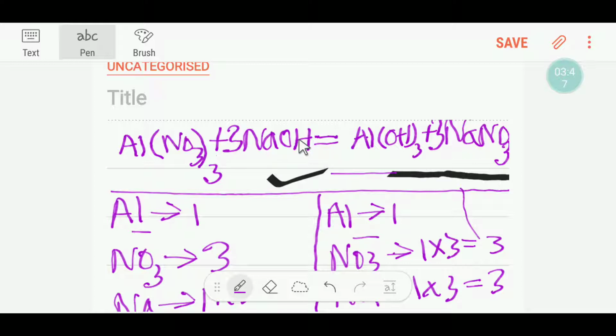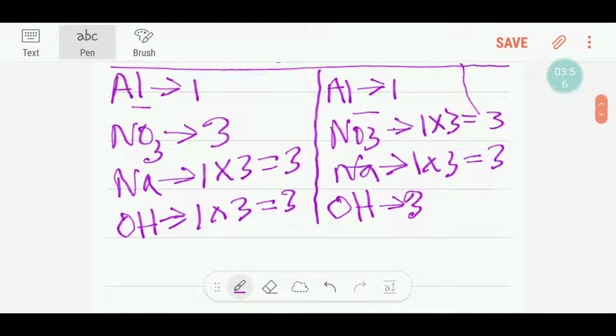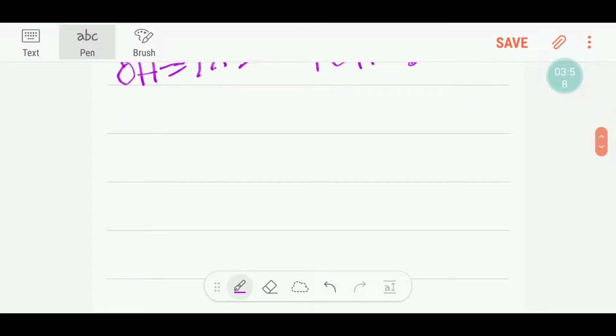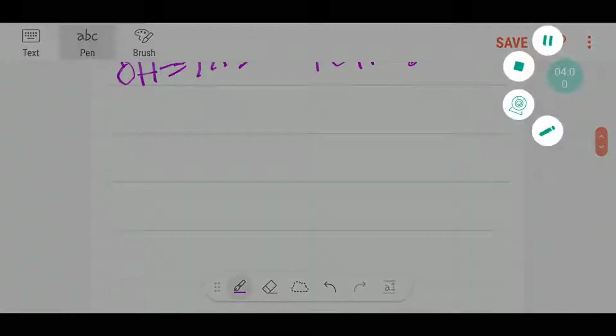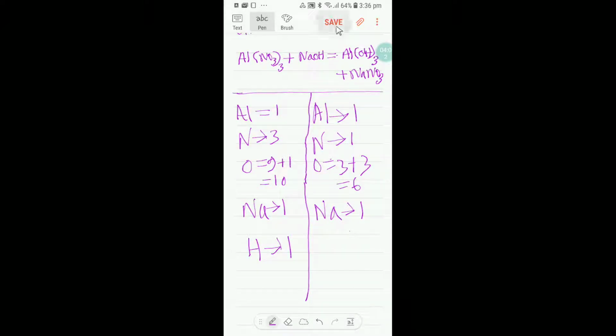Okay, now I will balance this reaction adopting the second way that I am going to show you. Okay, now I am going to start the second way to balance this reaction.